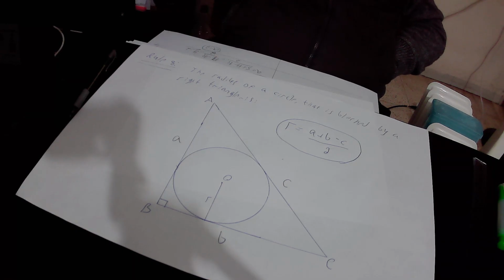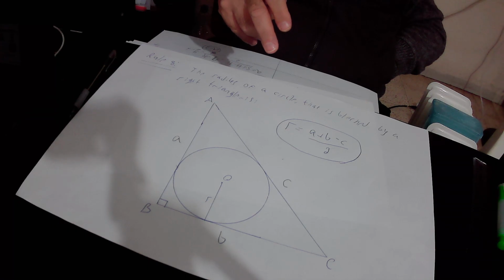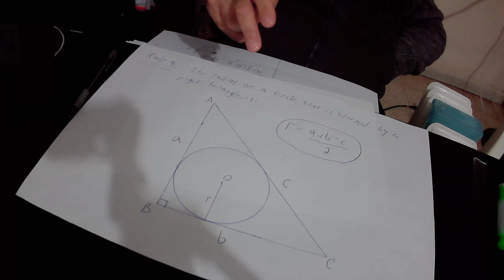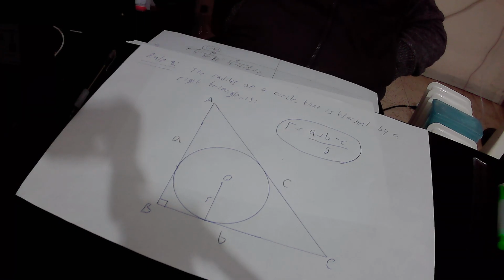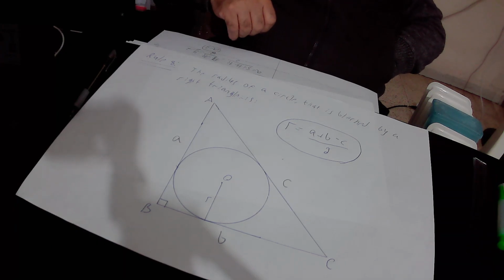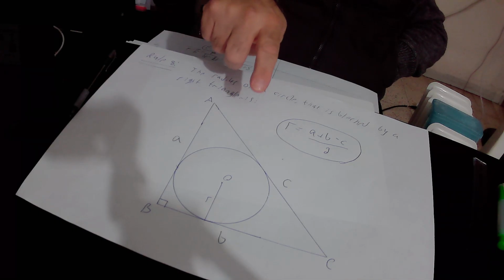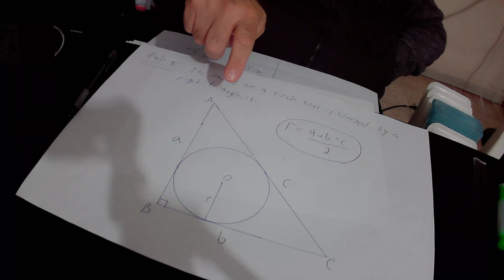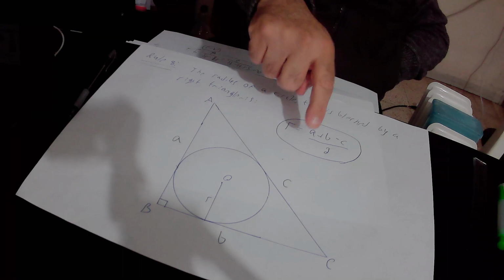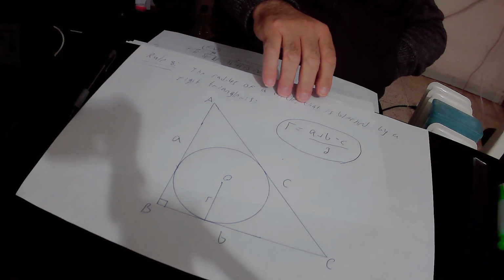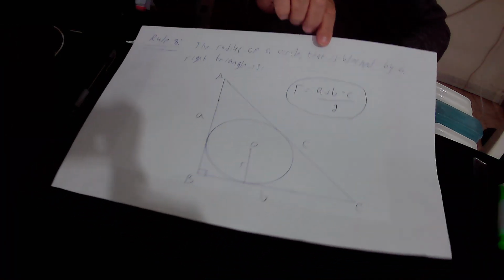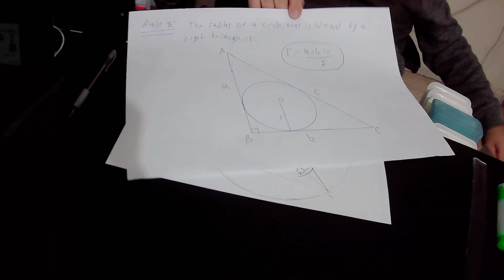According to rule number 8, if we add the perpendiculars to each other and subtract the hypotenuse from the sum of the perpendiculars and divide it by 2, we will find the radius of the circle that is blocked by the right triangle ABC. That is to say, the radius of this circle, R, that is blocked by the right triangle ABC, will be equal to A plus B minus C over 2. Okay, that's a very simple rule that we can implement in our drawing.